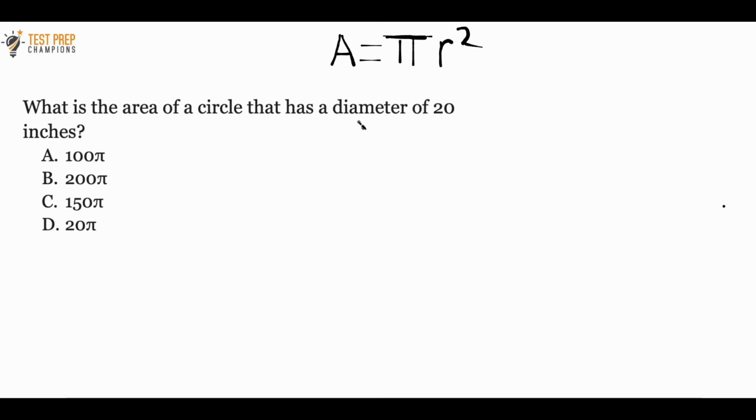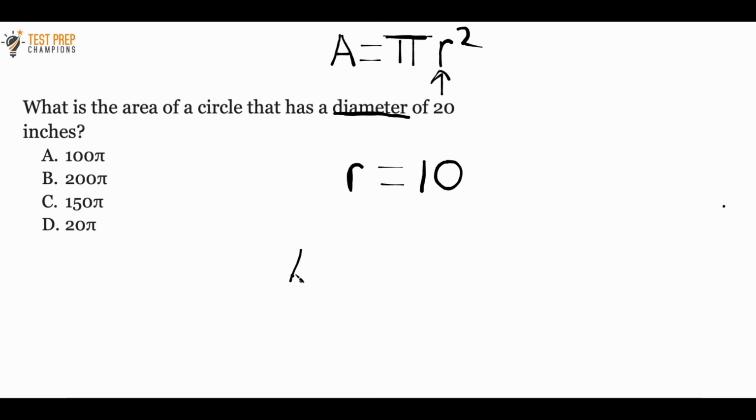So the first thing to be aware of here is that they're giving us the diameter, but in the formula, we see an r for radius. So we're going to have to take the diameter and cut it in half to get the radius, right? Because the radius is equal to half of the diameter. In other words, if we take the diameter, which is 20, and we divide by 2, that tells us the radius. So the radius here is 10. Again, all you do to find the radius is take the diameter and cut it in half. Half of 20 is 10, so the radius is equal to 10.